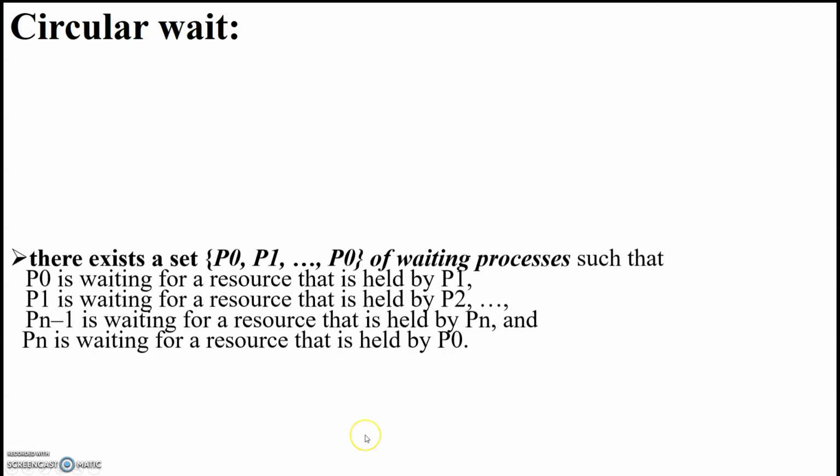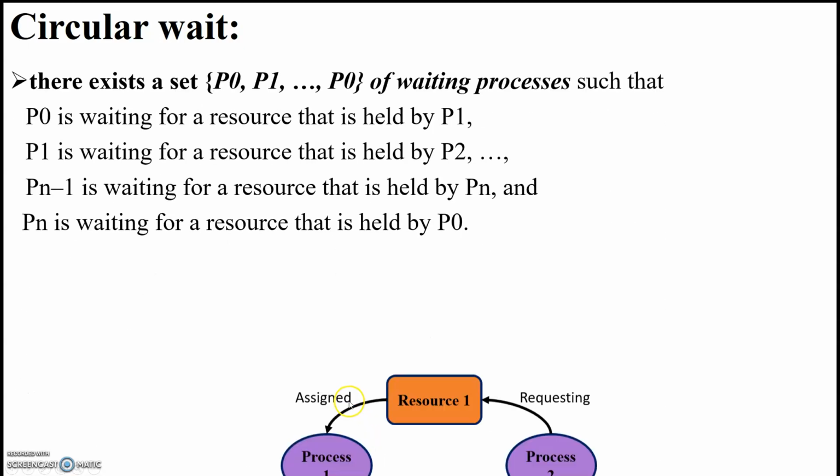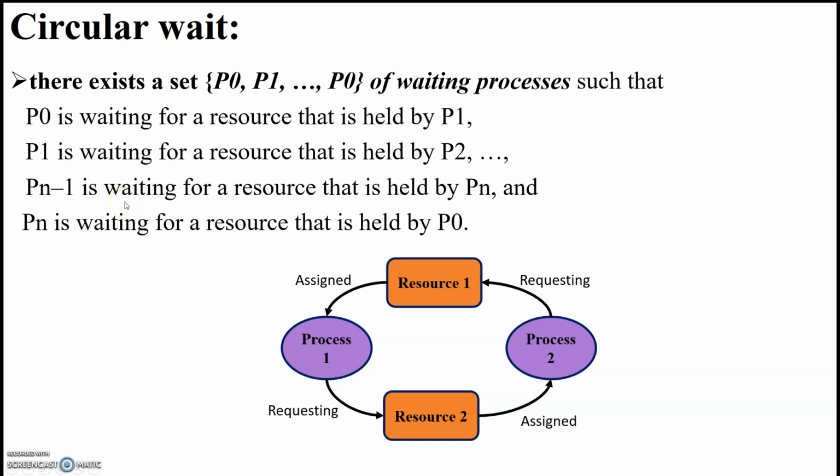And the last one is circular wait. So here if you see, there will be a set of processes P0, P1 to Pn which are waiting processes such that P0 is waiting for a resource that is held by P1, P1 is waiting for a resource that is held by P2, Pn minus 1 is waiting for a resource that is held by Pn, and Pn is waiting for the resource that is held by P0. So there is a cycle starting from P0 coming back to P0, and that is called a circular wait.